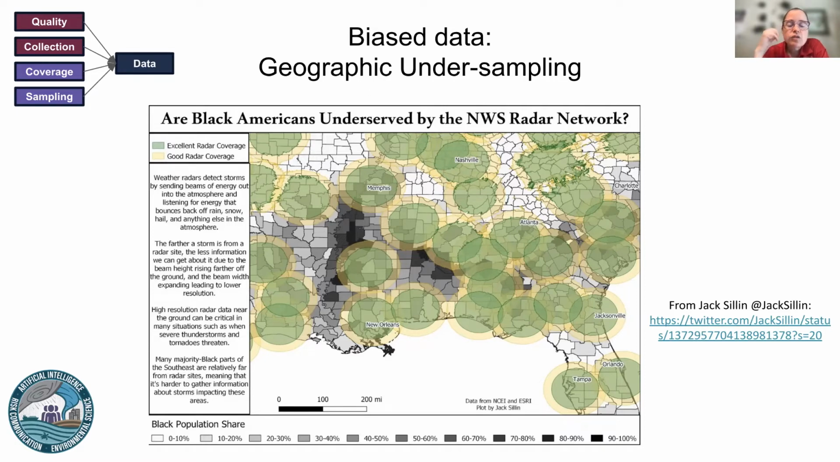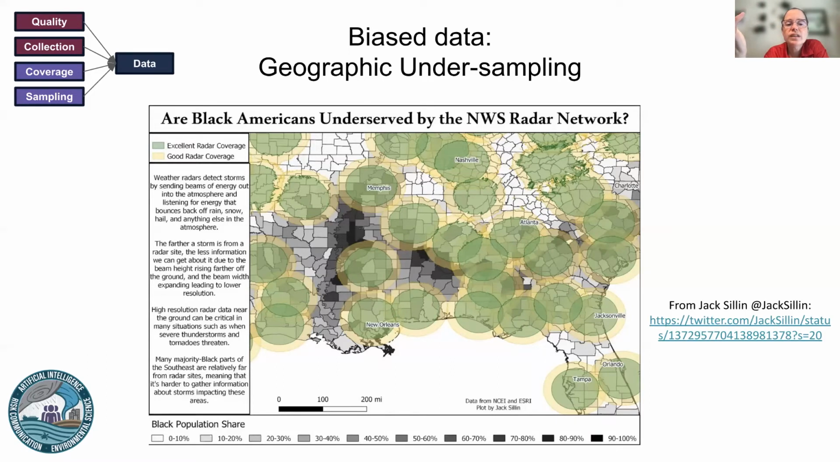The high quality coverage of the radars is in the green there. The slightly higher altitude coverage, so not as good for tornadoes, is in yellow. And then you have a whole bunch of counties that are getting missed. And if you look at the underlying map where you have the gray shading showing the percentage of Black people that live in that county, you're missing the counties that have the higher percentage of Black people. And you might think, well, this can get covered somehow, or, well, we can just create simulated data, because that's exactly what I want to talk about.